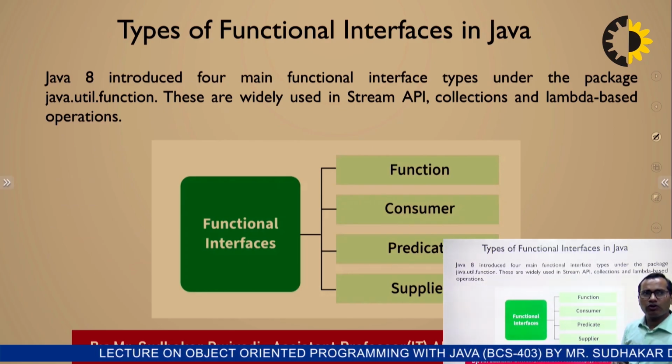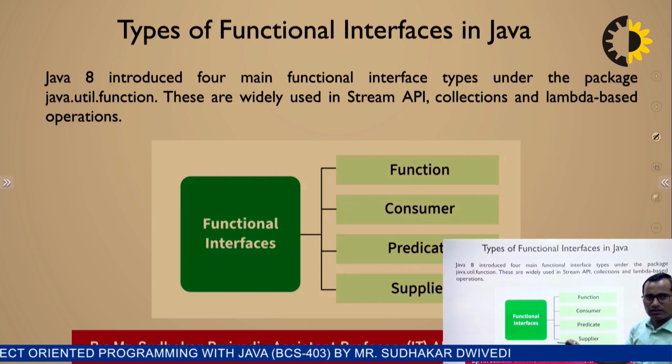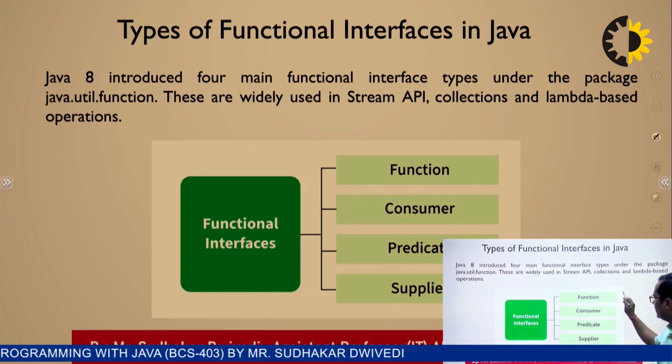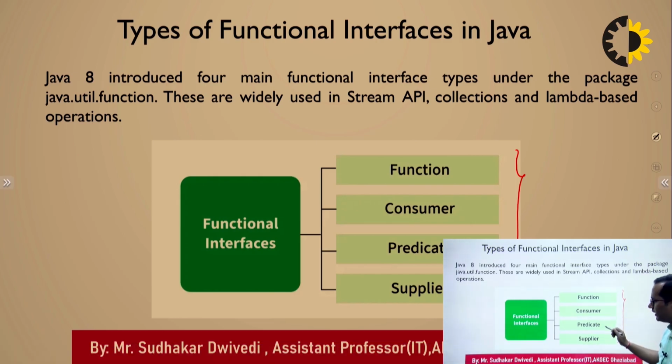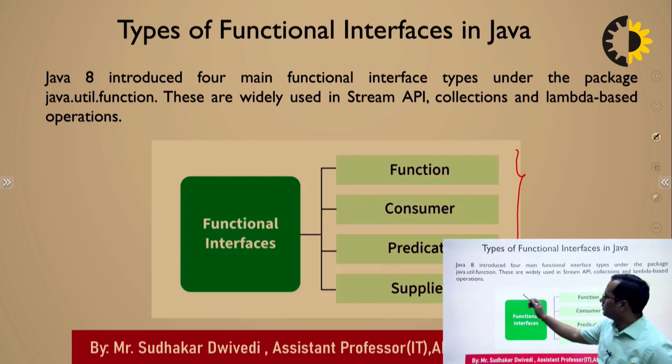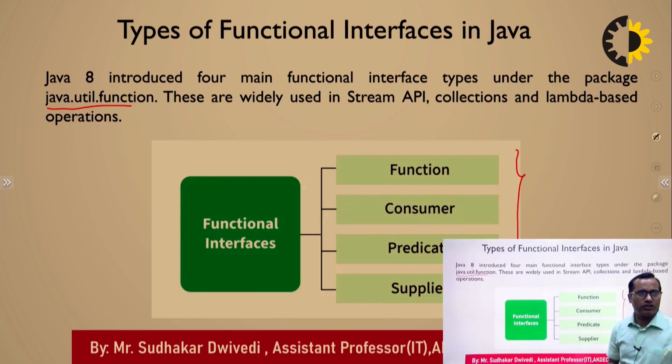So what are the types of functional interfaces in Java? As we can see, functional interfaces in Java can be broadly classified into these 4 categories. The functional interface may be Function, Consumer, Predicate, or Supplier. Java 8 introduced the 4 main functional interface types under the package java.util.function. These are widely used in the stream APIs, collections, and Lambda based operations.